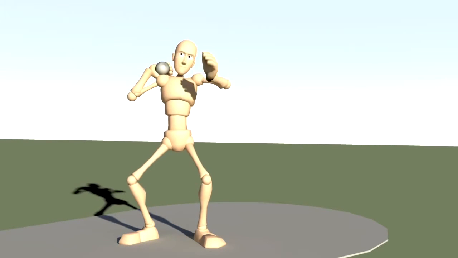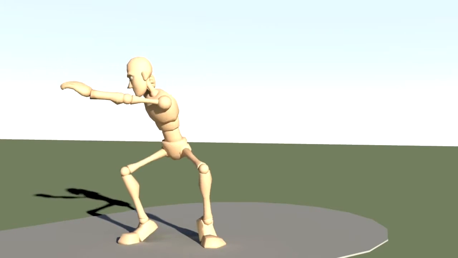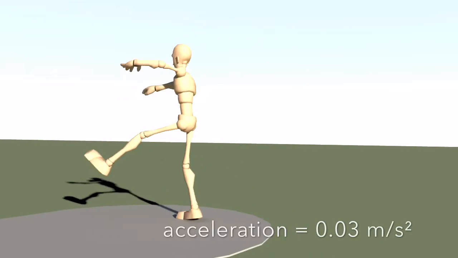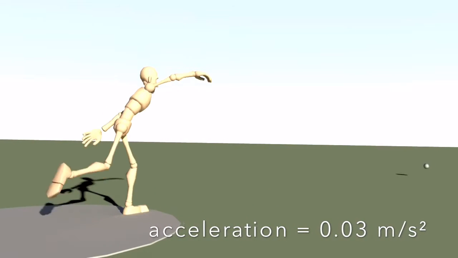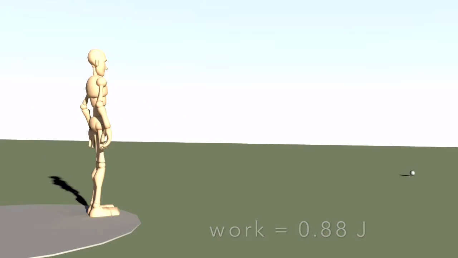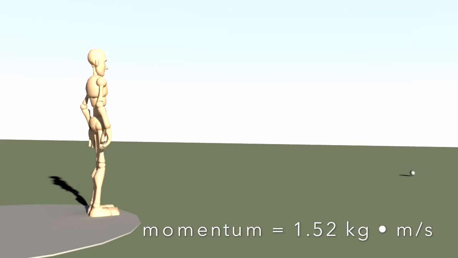The shot put that is seen in the video weighs 8 pounds and the mass is 4 kilograms. The velocity is 0.38 meters per second. The acceleration is 0.3 meters per second squared. The work is 0.88 joules, and the momentum is 1.52 kilograms times meters per second.